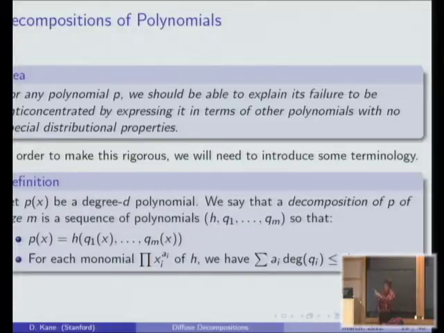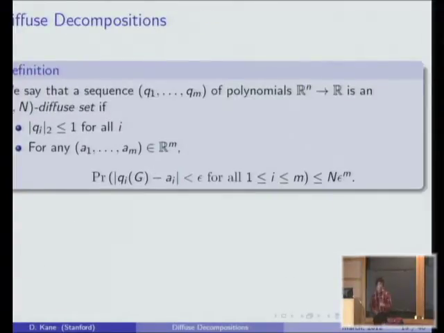Okay, so the point is that this is going to be our idea of what it means to express a polynomial in terms of other polynomials. But we still need to figure out what we mean by having no special distributional properties. So here we say that a sequence of polynomials, q1 through qm, all polynomials from R^n to R, is an epsilon comma n diffuse set if the following two properties hold. First off, they should all be normalized. Qi should have L2 norm at most 1 for all i.